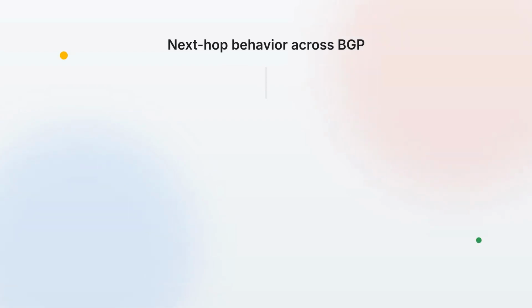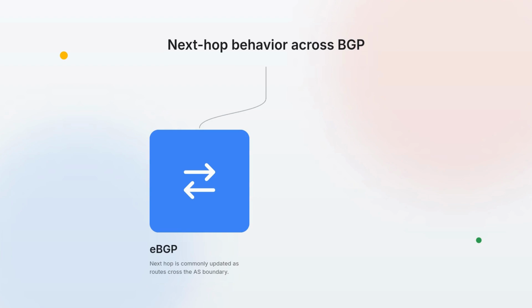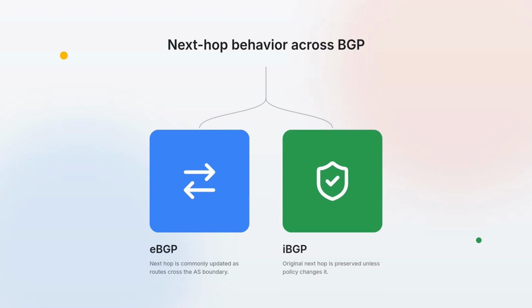Next hop behavior is another major design point. In eBGP, the next hop is commonly updated as routes cross the AS boundary. In iBGP, the original next hop is often preserved unless policy changes it. That is why next hop self exists. It tells a router to advertise itself as the next hop to its iBGP peers, so those peers can actually forward traffic without needing direct reachability to some external address.